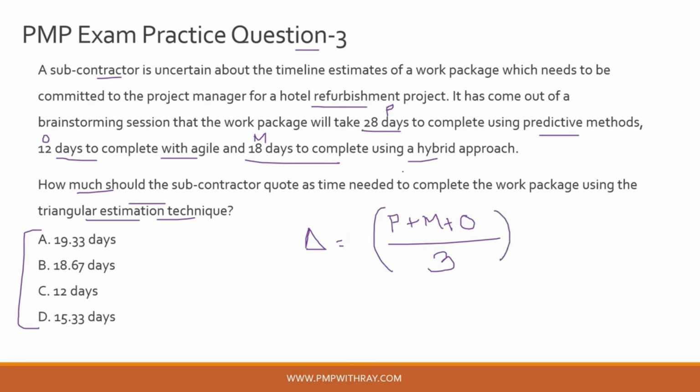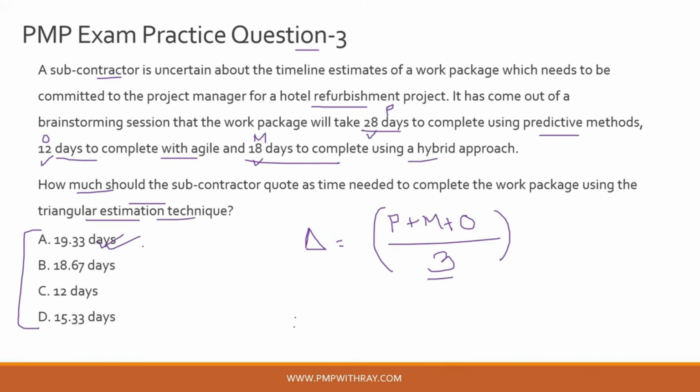So if you apply this formula with P equal to 28 days, M equal to 18 days, and O equal to 12 days, and divided by 3, the correct answer to this question is option A, which is 19.33 days. Okay. Now a quick disclaimer.